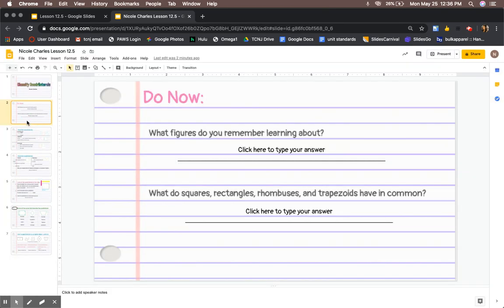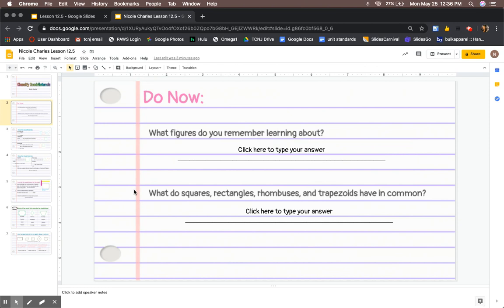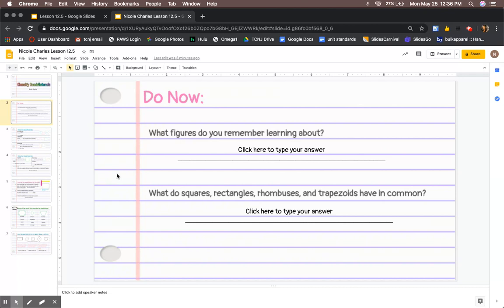So to start off, as a do now, we are going to be answering these two questions, so take about 5 minutes to answer the questions. The first question is, what figures do you remember learning about? To answer this question, you're just going to click here, highlight it, and then type. The second question is, what do squares, rectangles, rhombuses, and trapezoids have in common? Same thing to answer: click, highlight, and then type your answer. Once you're done, you can continue on with the lesson.